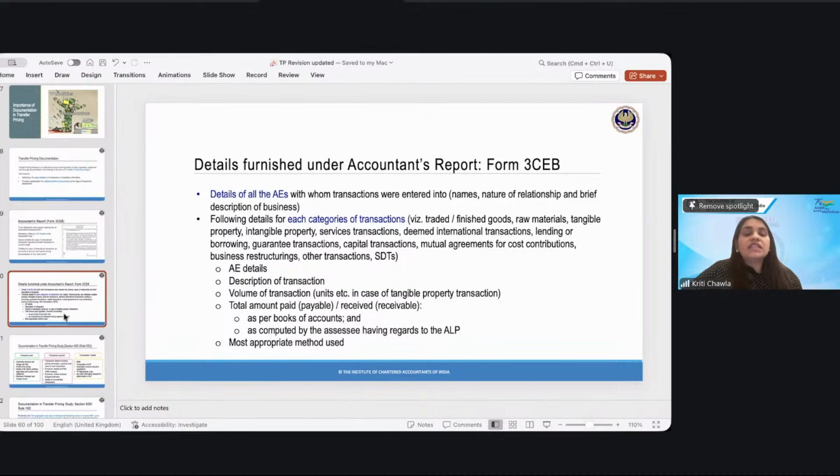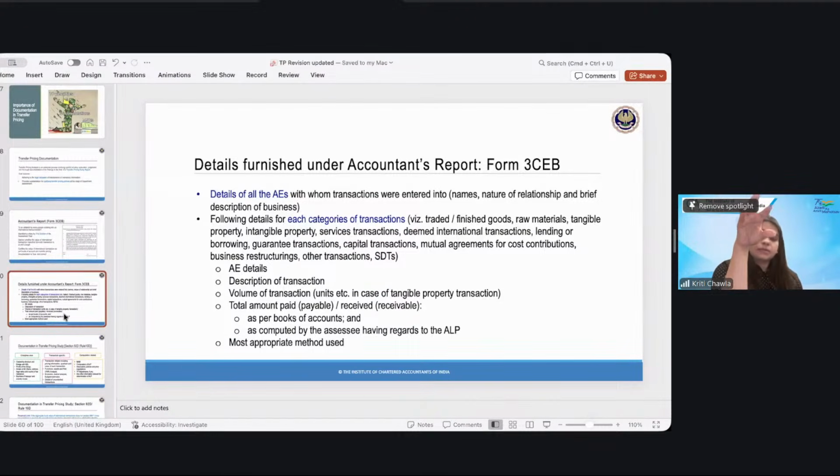Then the following details for each category of transaction. So the category of transaction could be traded goods, finished goods, raw materials, tangible product, intangible property, service transaction, deemed international transaction, lending, borrowing. It could be guaranteed transaction. It could be capital transaction. It could be mutual agreement for cost contribution. It could be business restructuring, any other transaction, or even for specified domestic transaction. So for all these transactions, you have to provide the associated enterprise details.